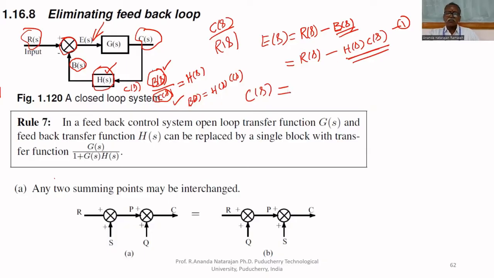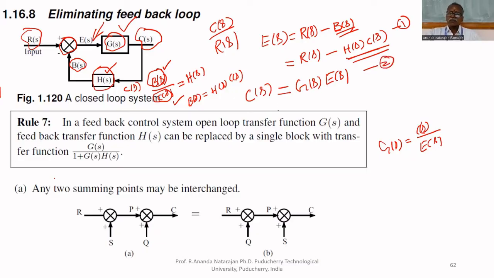Now, what is C of S? It is the output. What is the transfer function G of S? Transfer function G of S equals the Laplace transform of output C of S upon E of S. Am I correct? Therefore, C of S equals G of S multiplied by E of S. The output is C of S, the input is E of S.